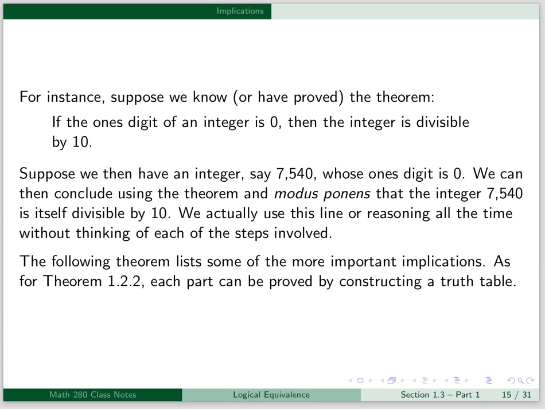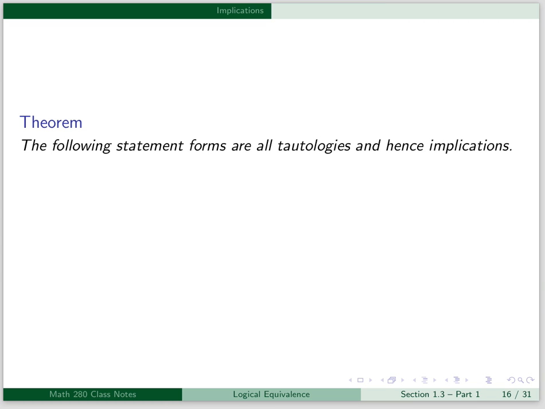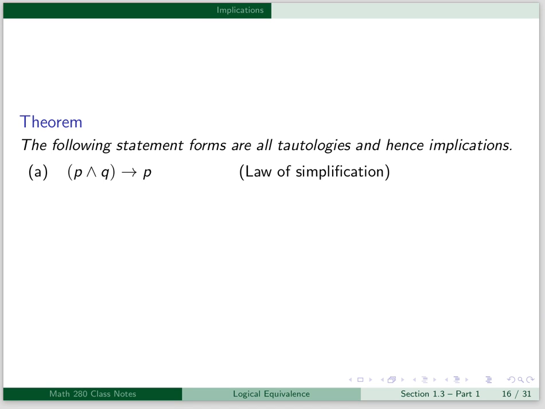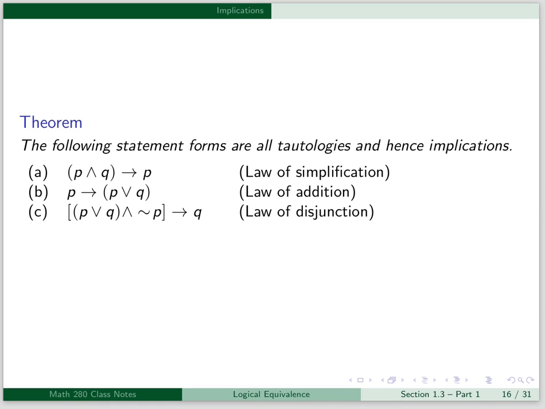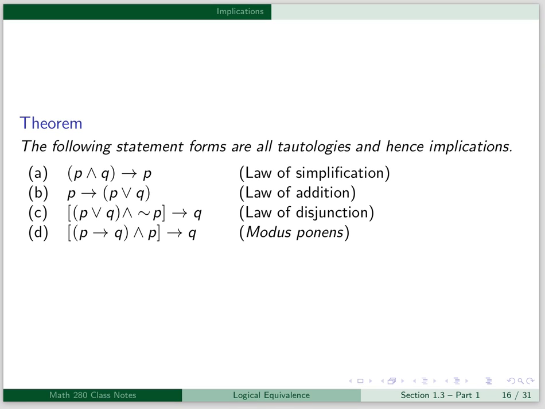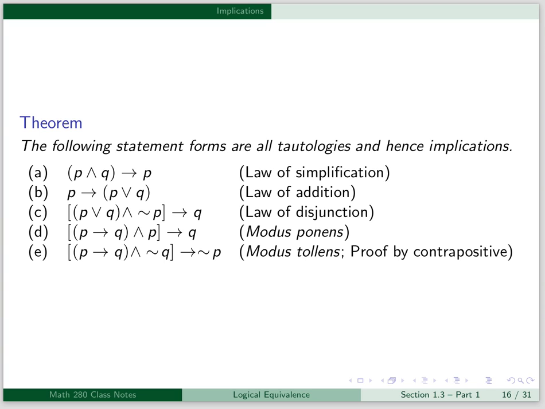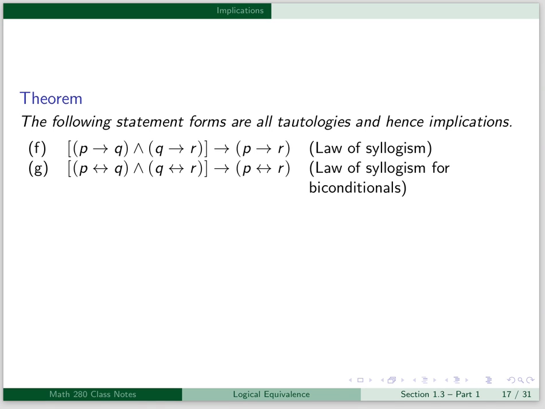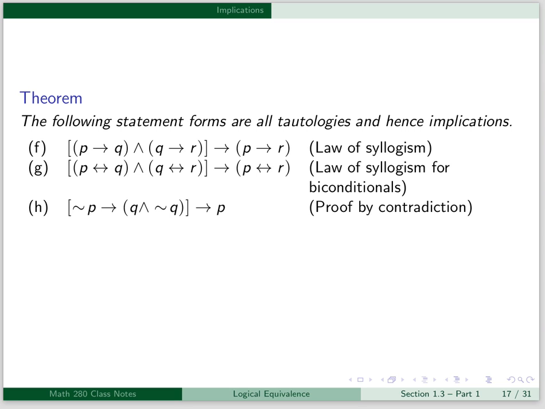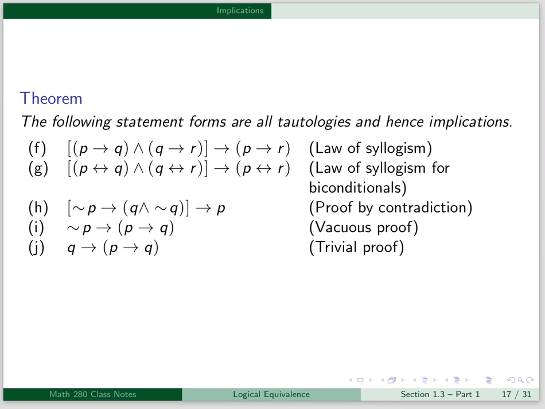The following theorem lists some of the more important implications. As for theorem 1.2.2, each part can be proved by constructing a truth table. So the theorem starts with the following statement forms are all tautologies and hence implications. The first is the law of simplification, the law of addition, the law of disjunction, modus ponens, and modus tollens, which is equivalent to a proof by contrapositive. The next group, we have the law of syllogism for biconditionals, and proof by contradiction, vacuous proof, and the trivial proof.